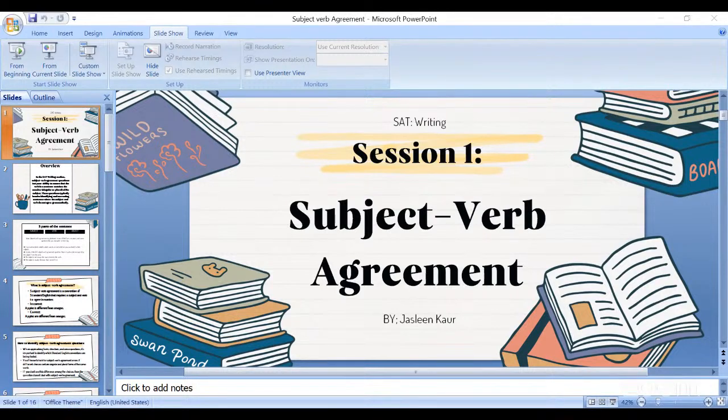So in the SAT writing section, the subject verb agreement questions test your ability to ensure that the verb in the sentence matches the number, singular or plural, of the subject.